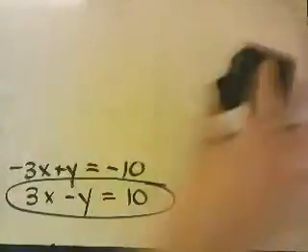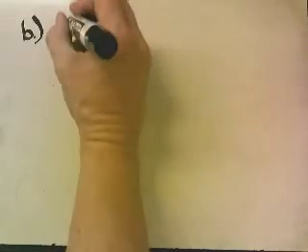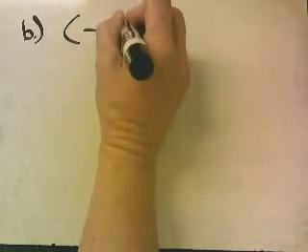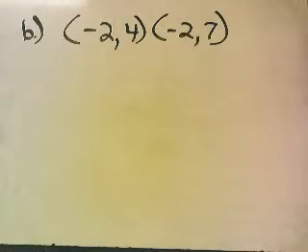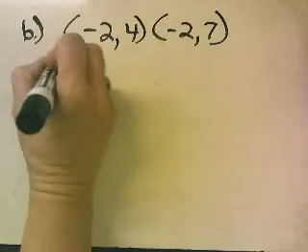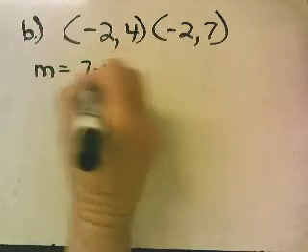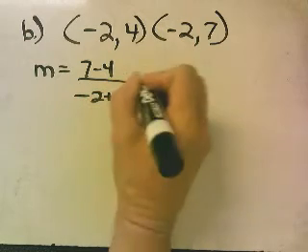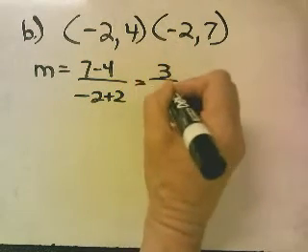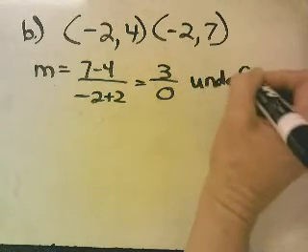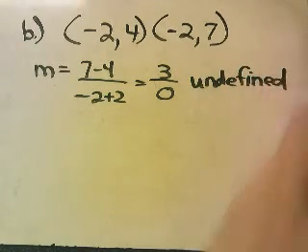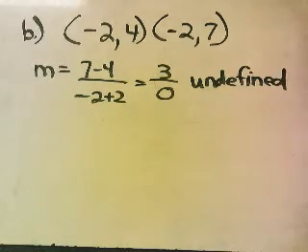Now I'm going to do B. And B gives us (-2, 4) and (-2, 7). So I'm going to find the slope, (7 minus 4) over (-2 plus 2), and that equals 3 over 0, which is undefined. So this is a special case.